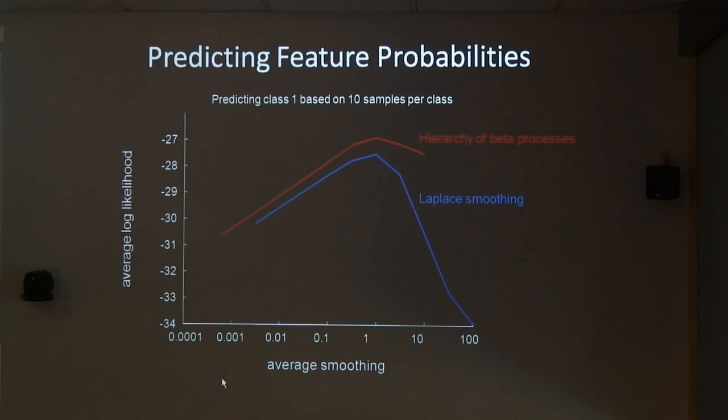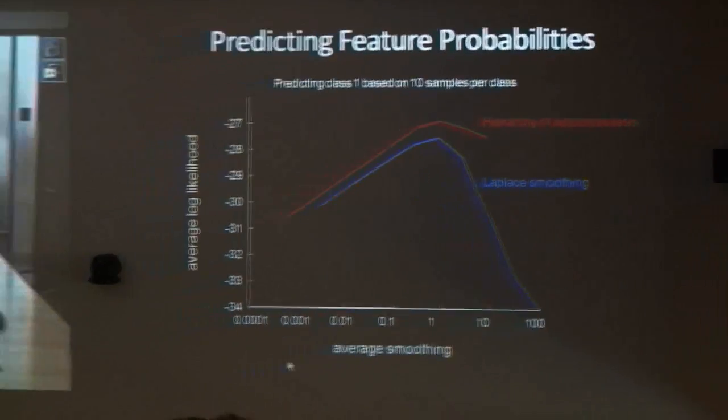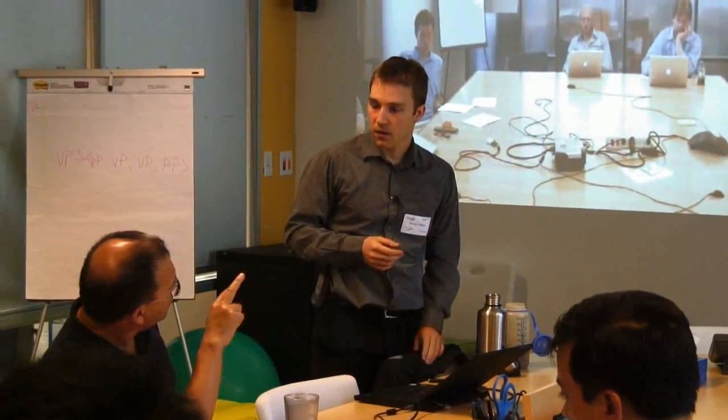Whereas here, if you use a hierarchy and you add more and more other classes, it's not going to make your estimate go towards the average of all the classes. It's going to converge to something close to your estimate if you had just one class, but just slanted towards the average of all the classes.